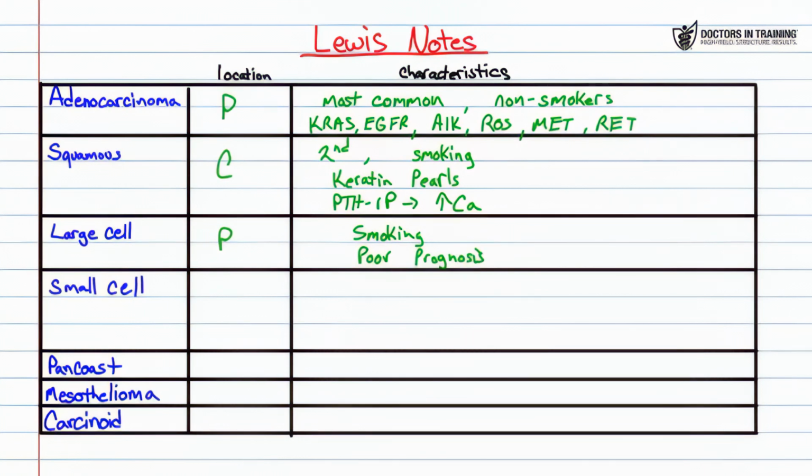Now, small cell, we got a ton of stuff to talk about. Remember, it's another central. Smoking is its big one. Remember all those S sounds for squamous and small. It also goes for smoking, central, and then secreting.